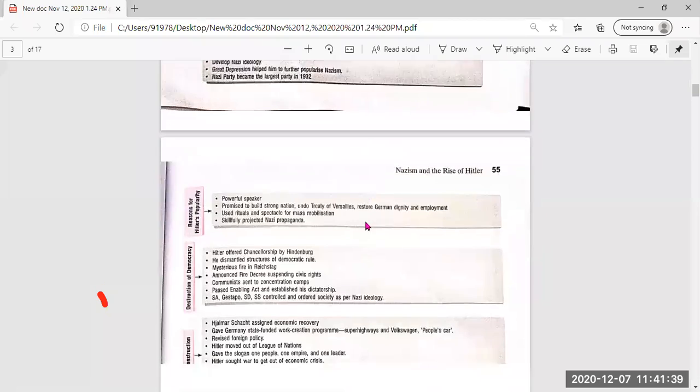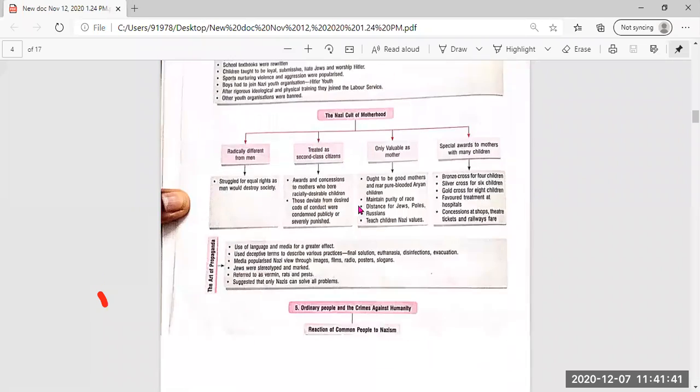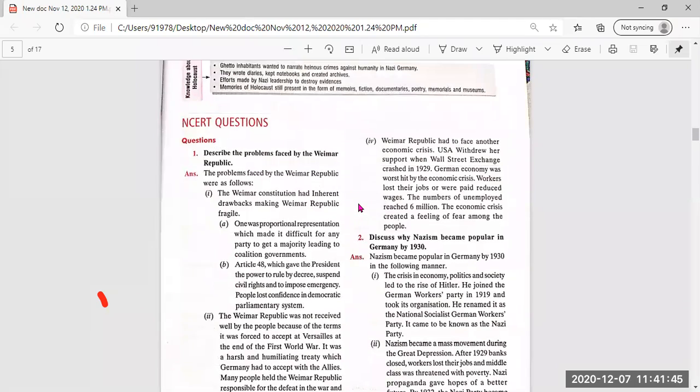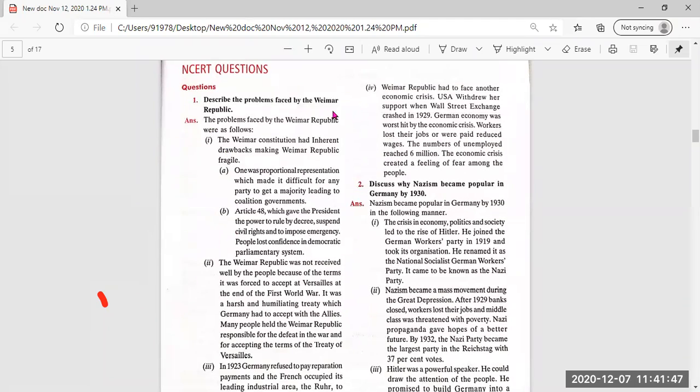And we are going to discuss the NCERT questions today. Describe the problems faced by the Weimar Republic. What all problems were faced by the Weimar Republic? The Weimar Constitution had inherent drawbacks, making the Weimar Republic fragile. Fragile means weak. Many drawbacks were there.